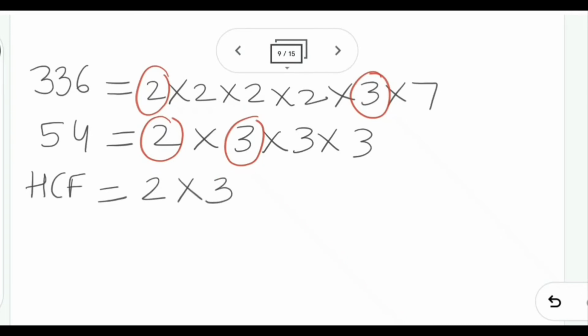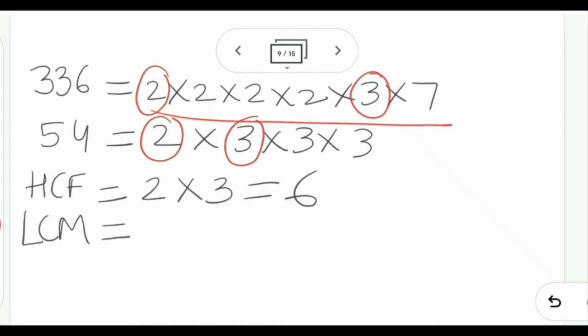When we are finding HCF, we have to write the smallest power of the common number. Here 2 is appearing 4 times, but it is appearing only once in case of 54. So we will write 2 once. Similarly, 3 is appearing only one time here, so we will write 3 one time. So HCF is 2 times 3, which is 6. Now to find LCM, we have to write all the prime factors with their highest power.